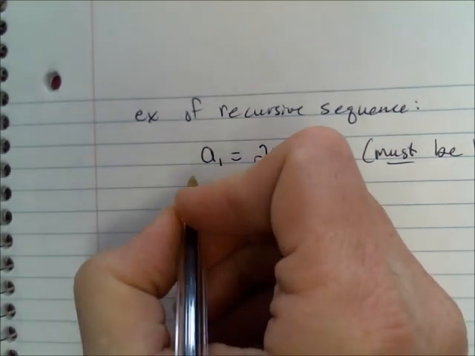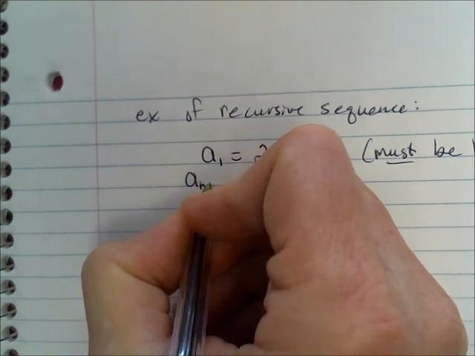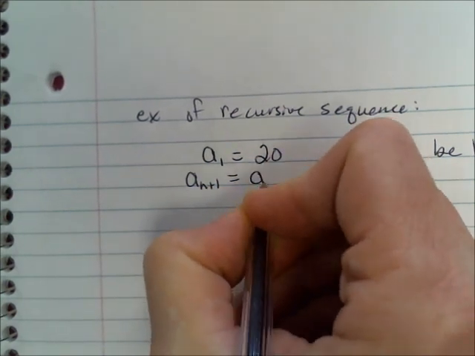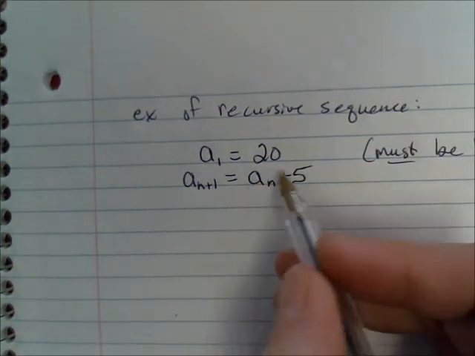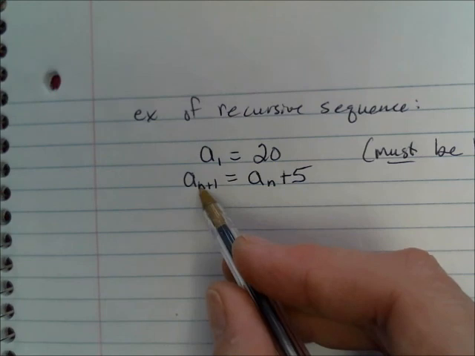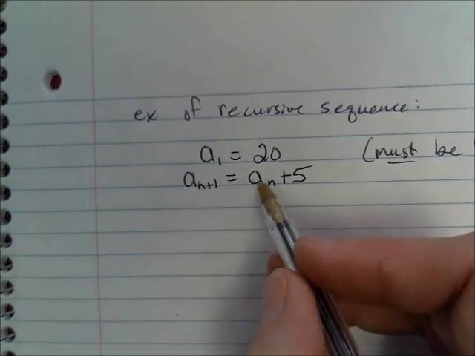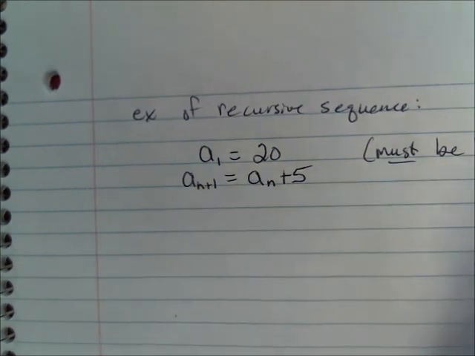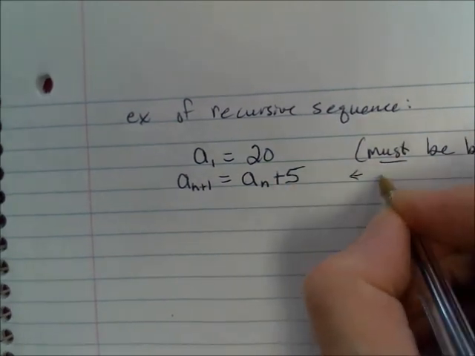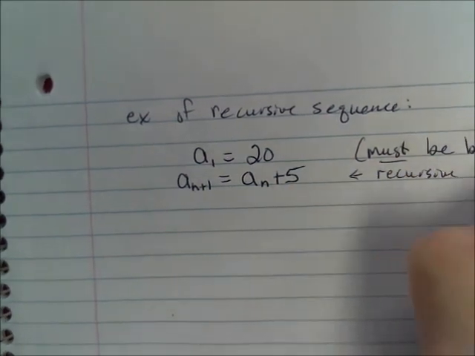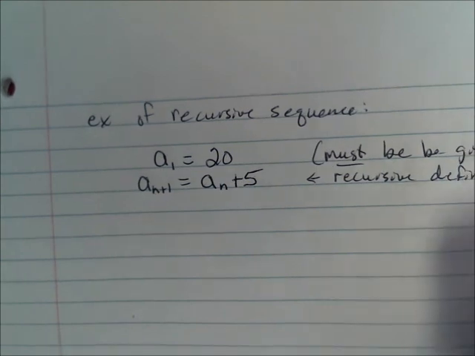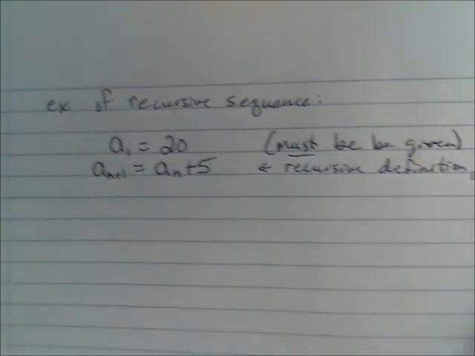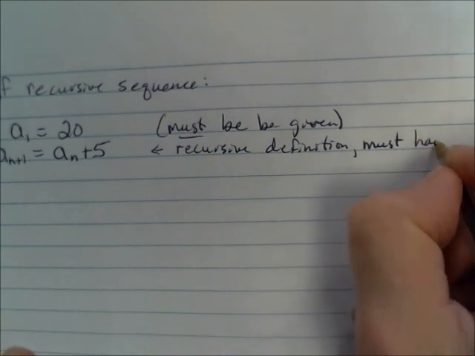Okay, then I'm going to tell you the next term is equal to that previous term plus 5. That's just an example. So this is the function of the previous term. The next term is you take the previous term and just add 5 to it. Okay, this is called the recursive definition. You must be given this, or else you can't determine what the next term is. So you must have that also.